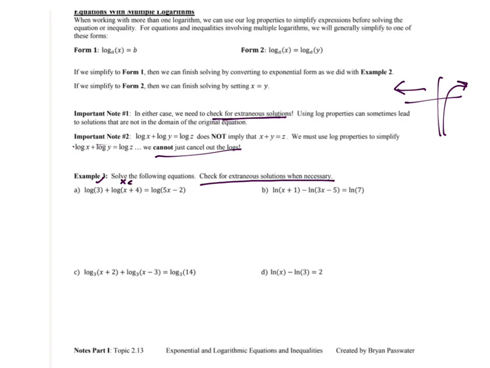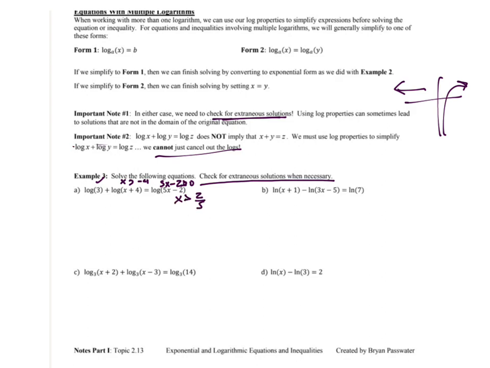If x is less than, x has got to be greater than negative 4. Would you agree with that? Okay, x has got to be greater than negative 4. How about this one? 5x minus 2, set it greater than 0. So x, in this case, has got to be greater than 2/5.